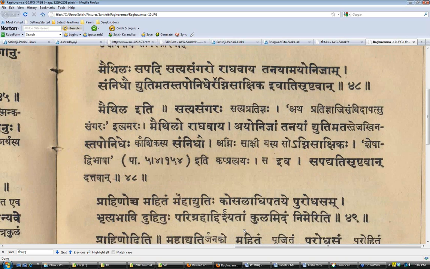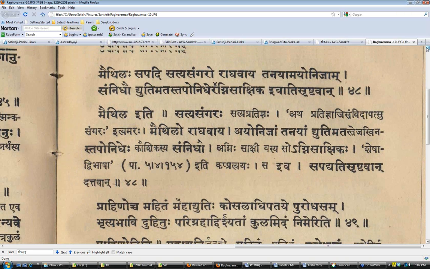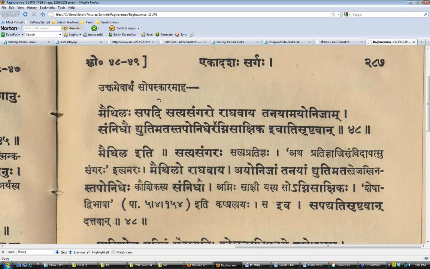Maithilaha Raghavaya Tanayam Atisrishtavan. So same thing, because that's why he says there's a repetition going on here. He says the uktam eva artham sopaskaram aha means with some details, some additional things, the same thing being said again. So Maithila is the karta here. And look at what Mallinatha says, atisrishtavan dattavan.